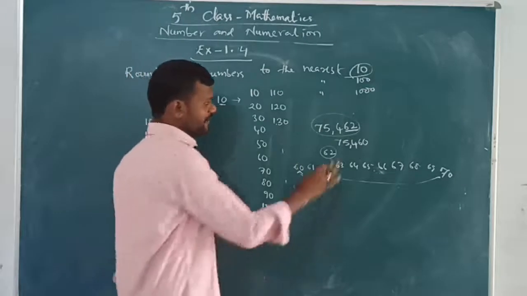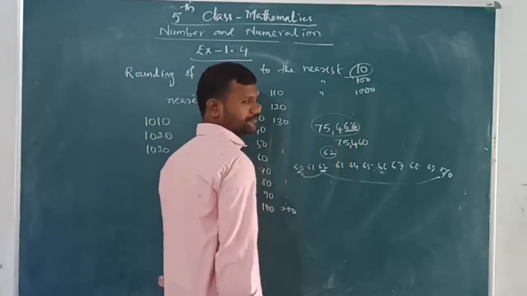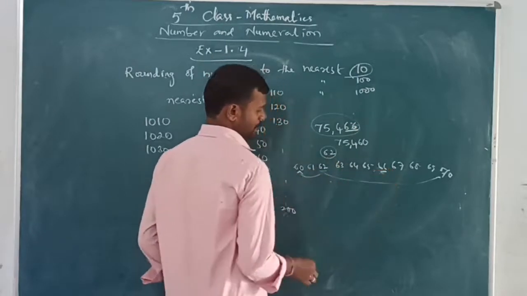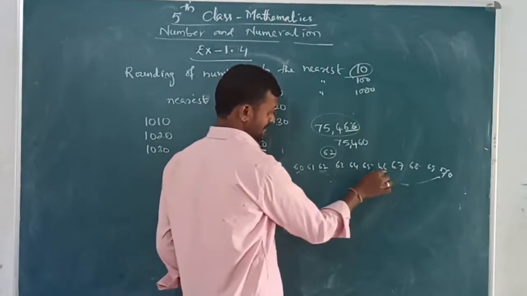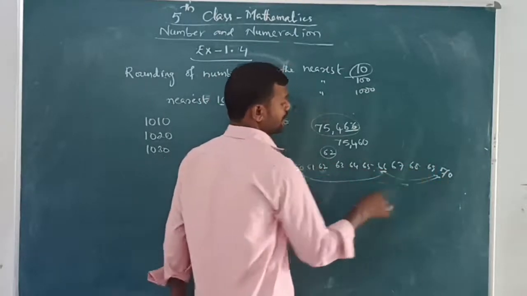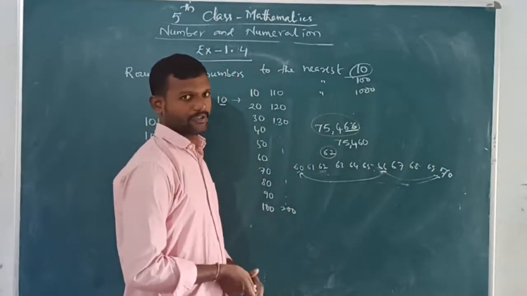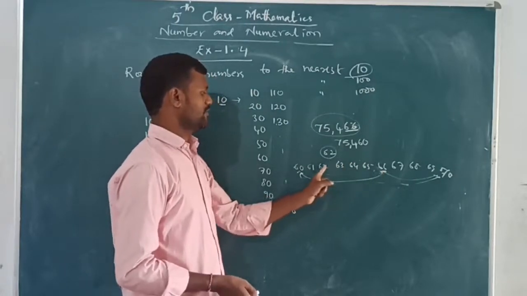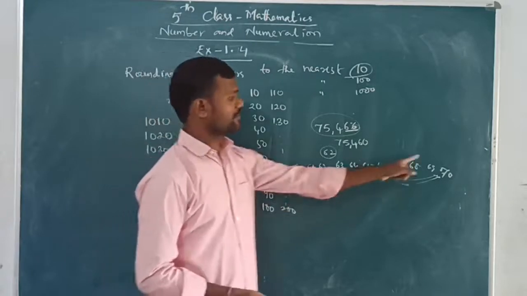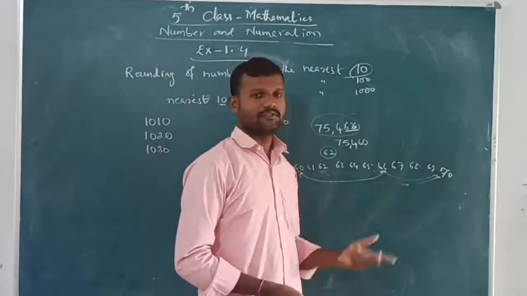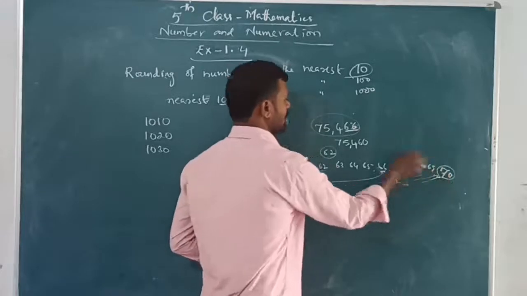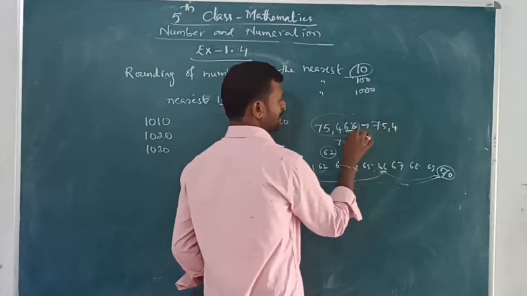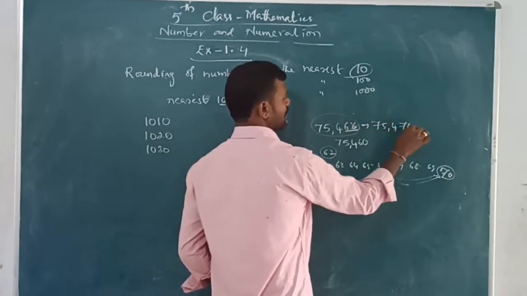Okay. If I ask 66 here, what will you write? Which is closer to 66, 60 or 70? If you count this side, 1, 2, 3, 4, 5, 6 numbers you have to count. If you go there, 1, 2, 3, 4 only. So 70 is closer. That's why the nearest 10 is 75,470. The closest 10 to 66 is 70.